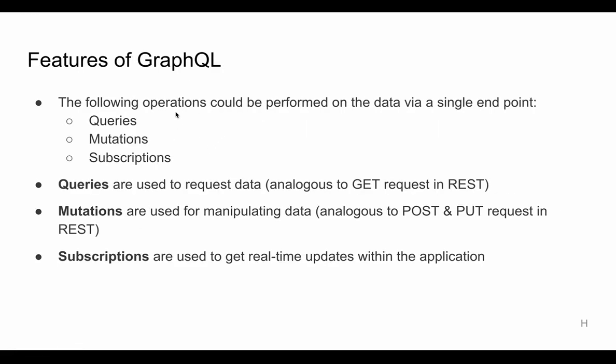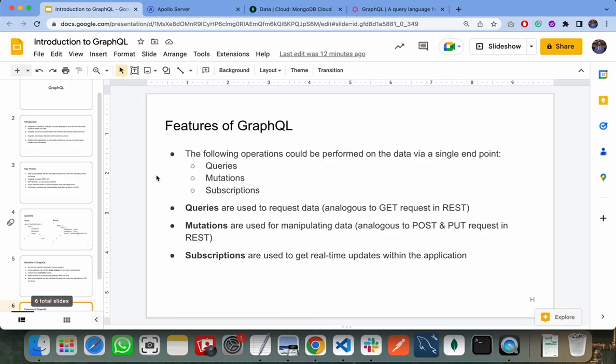So for the features of GraphQL, there are three main things in GraphQL. Queries are used to request the data. It is analogous to the GET request in REST API. Mutations are used to manipulate the data, like when we have to update, delete, or create new data. So we have to name our operation as mutation. And the third one is subscription, which is rarely used. Subscriptions are used to get real-time updates within the application. So these are the three main things that GraphQL has.